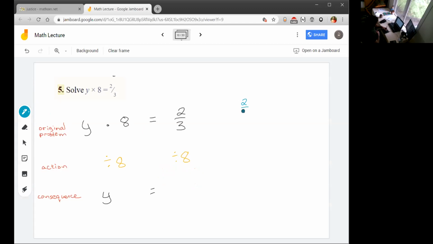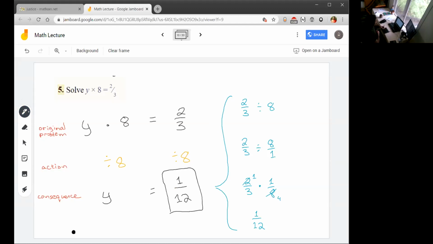So I'll come off over to the side. I want to do 2/3 divided by 8. So that's going to be 2/3 divided by 8/1. So that's 2/3 times 1/8. And I can do some canceling. And I'm getting 1/12. Everyone get 1/12? Or if you didn't before, you did now.